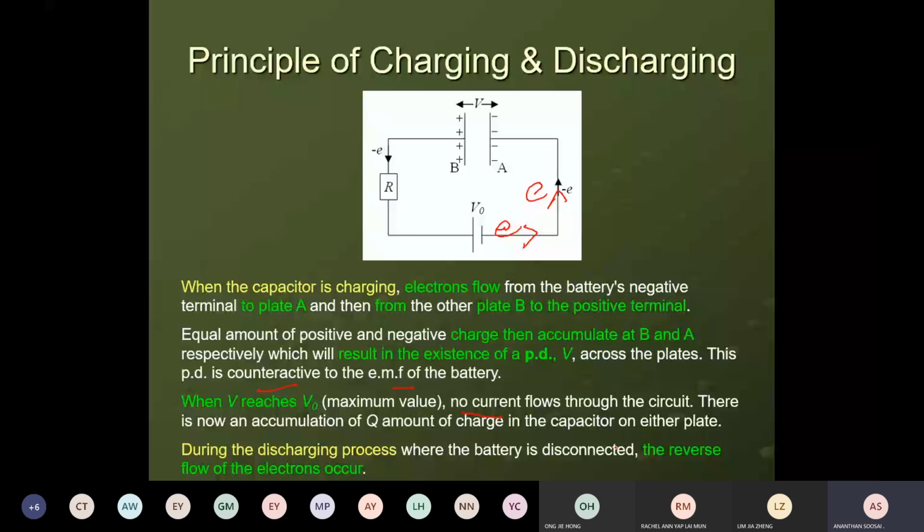During the discharging process, where the battery is disconnected, the reverse flow of electrons occurs. So the electrons flow this way, in which direction? Anti-clockwise. When you connect the capacitor with the light bulb, the electrons will flow opposing the original direction. Now we're going to release the electrons from here to here.